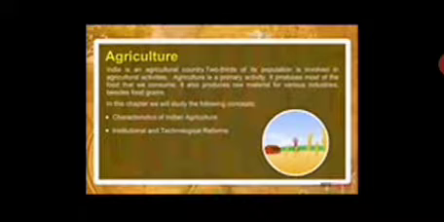In this chapter, we will study the following concepts: characteristics of Indian agriculture, institutional and technological reforms.